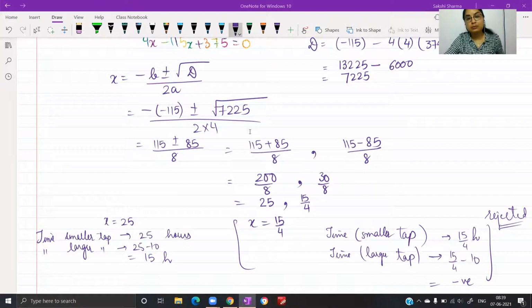Yes, beta, you can completely use factorization. It depends on your personal preference. There is no restriction that you have to do it with the quadratic formula.